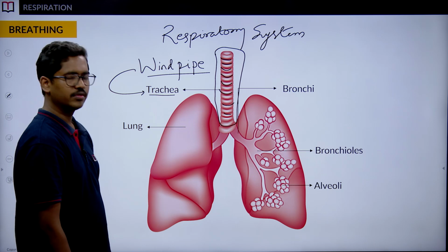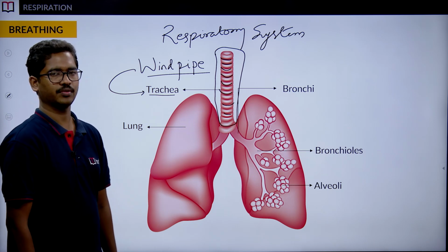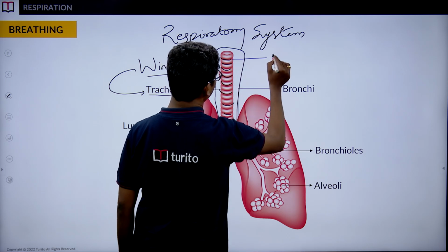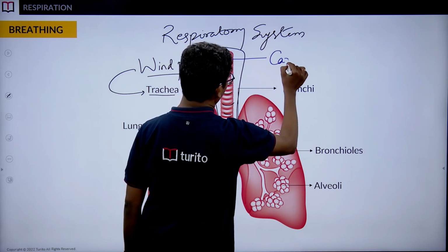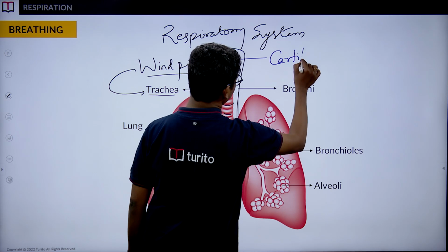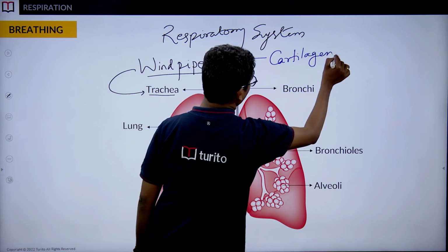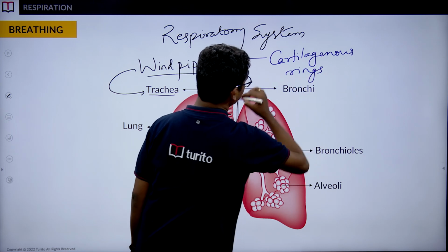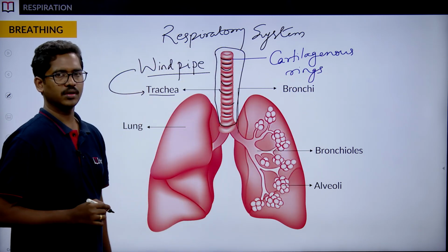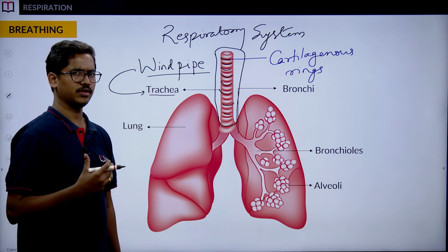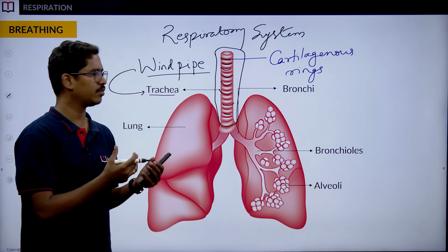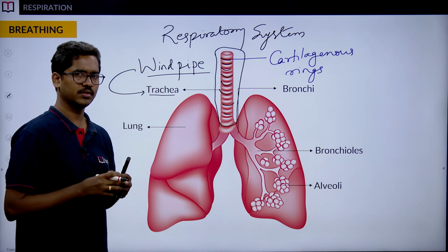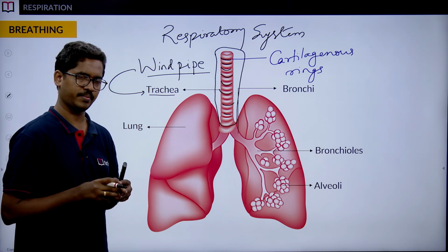Okay. So, these ring like structures, some of you are dropping in the responses. They are made up of cartilage, so they are cartilaginous rings. Why are they cartilage? Why not bone or something? If it is bone, it will be more safe, right, for our windpipe? But why cartilage? That is the thing here.